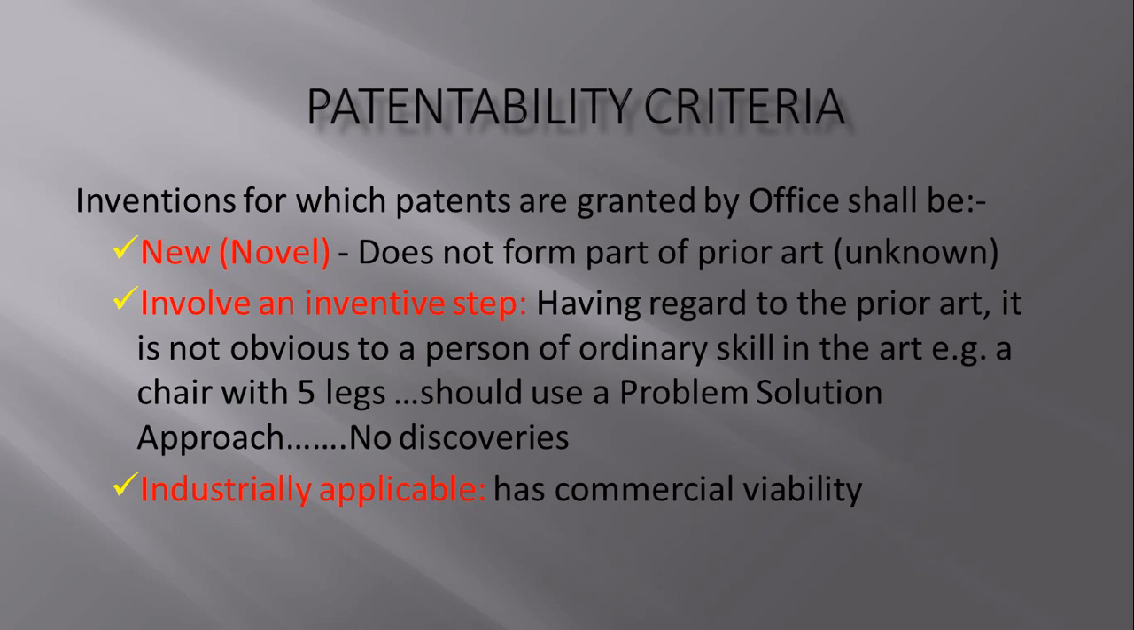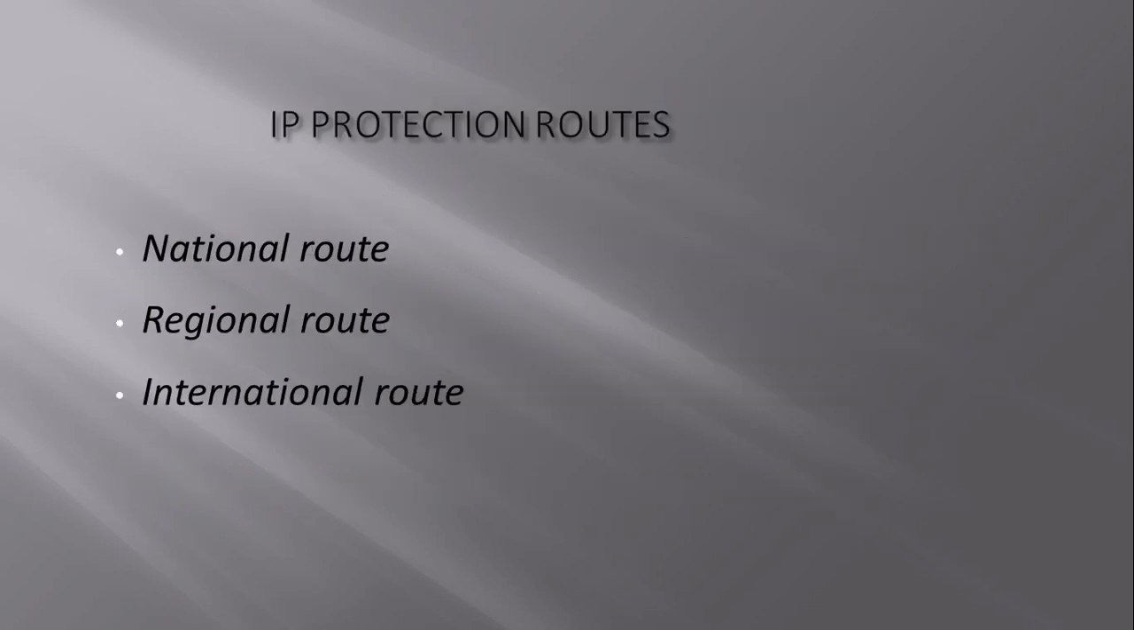And there are various ways in which you can protect your invention. You can use the national route, which means your rights are only granted in a single jurisdiction, that is, the country in which you have filed for those rights. The regional route is where you can use a regional office. For example, here in Africa, we have two regional offices responsible for the protection of intellectual property, the ARIPO and the OAPI offices.